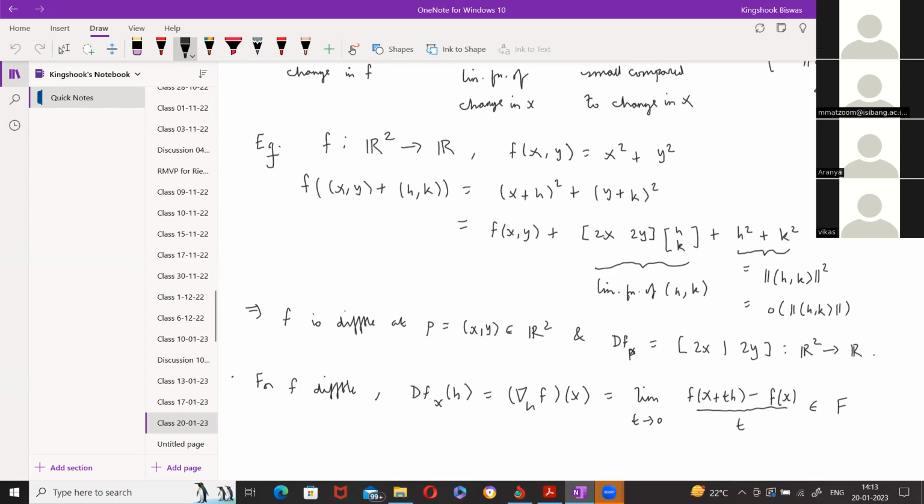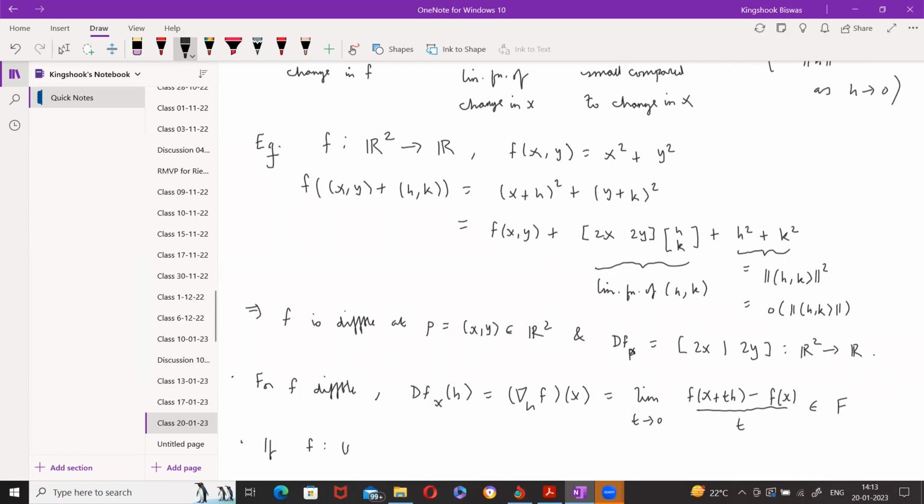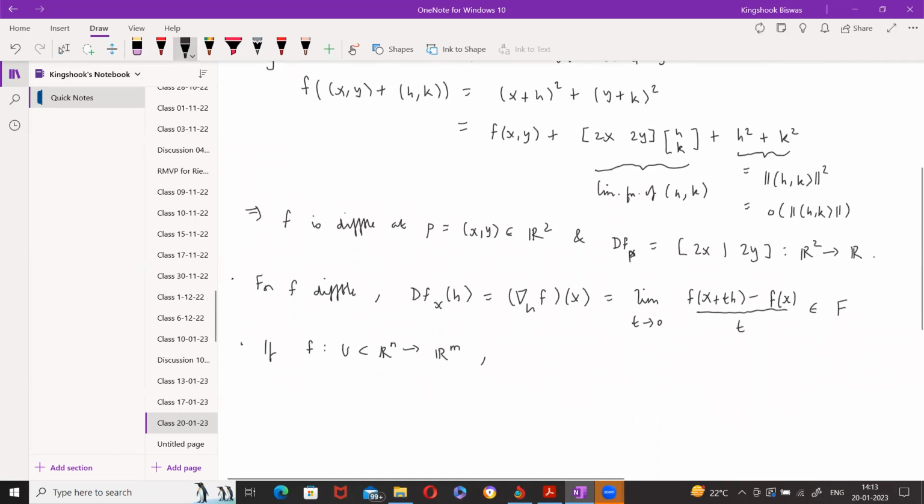Okay, so now if f goes from an open subset of R^n to, let's say, R^m, and is differentiable, then what is the derivative acting on the basis vectors e_i of R^n? So this will be the directional derivative of f in the direction of e_i.